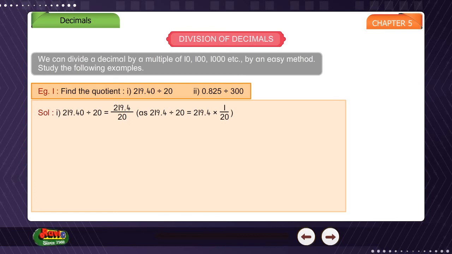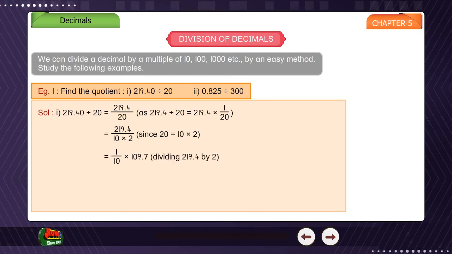1. 219.40 divided by 20 is equal to 219.4 by 20, as 219.4 divided by 20 is equal to 219.4 into 1 by 20, which is equal to 219.4 by 10 into 2, since 20 is equal to 10 into 2, is equal to 1 by 10 into 109.7, dividing 219.4 by 2 is equal to 109.7 by 10 is equal to 10.97.